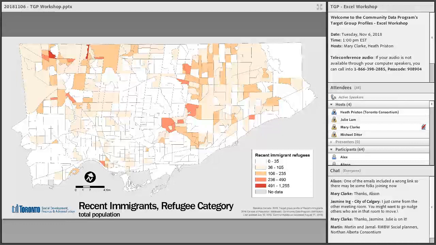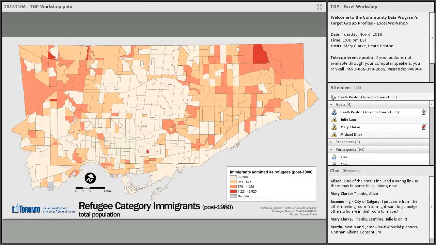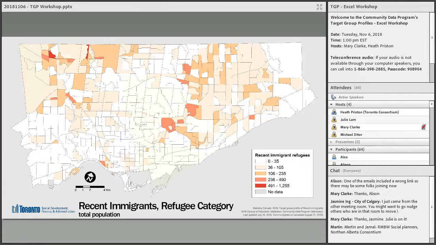I apologize, the map looks a little bit blurry there, and for those of you not familiar with Toronto, what you're seeing here is that we go from a pattern where there's quite a spread, although certainly concentrated in parts of the city, to finding that there are a couple of communities within the city that are really the focus point of settlement for recent immigrants who landed as refugees and settled in Toronto. So that's obviously a different angle on the data, but a useful one.